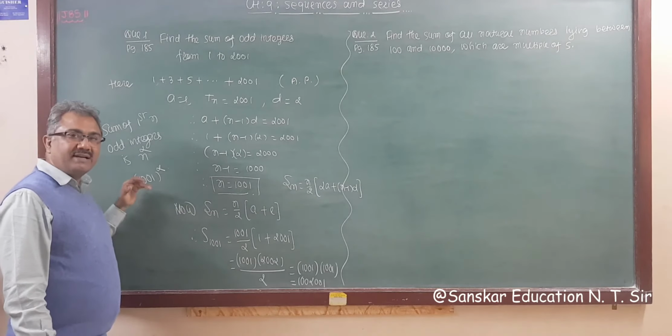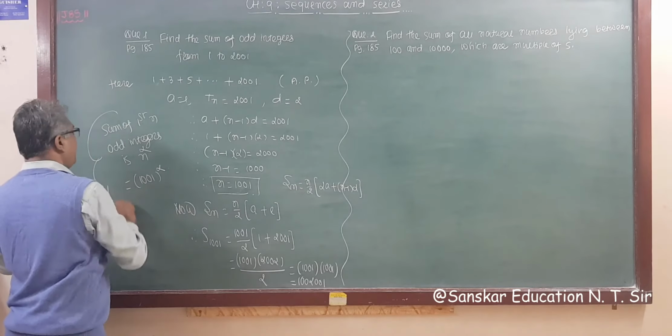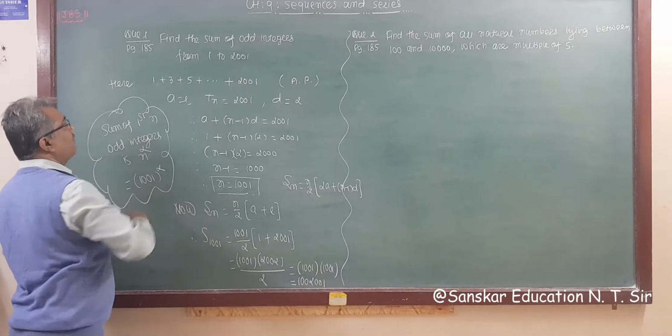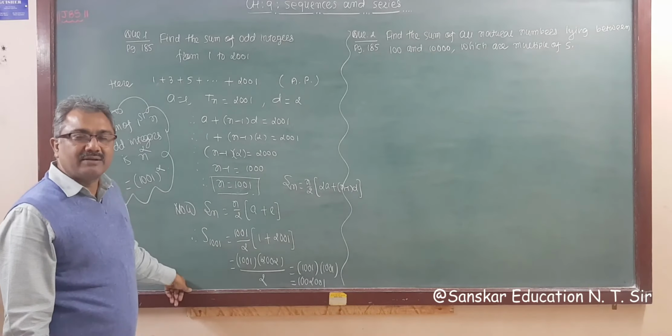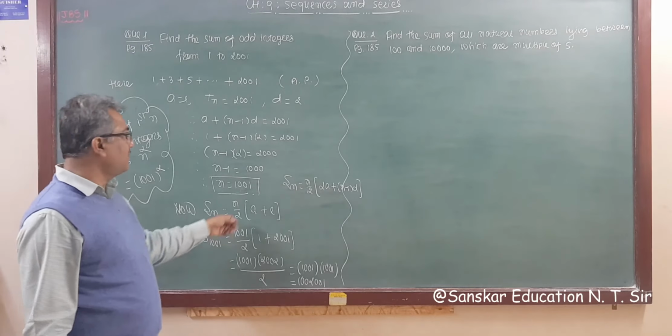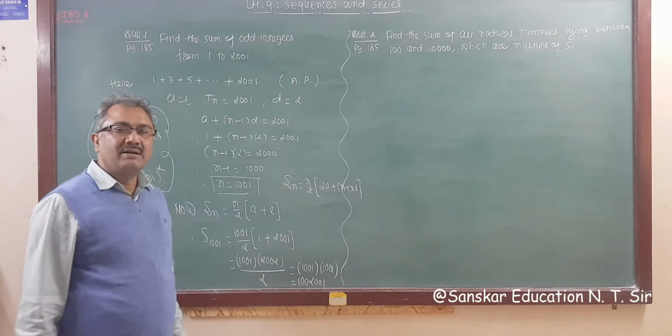आपको competitive exam के लिए formula याद रखना है. The sum of the first n odd integers is n square. And we have n here as 1001. So you can write it directly.